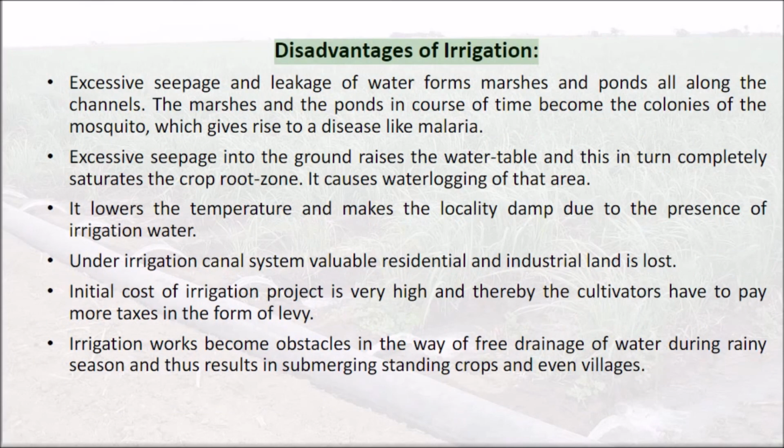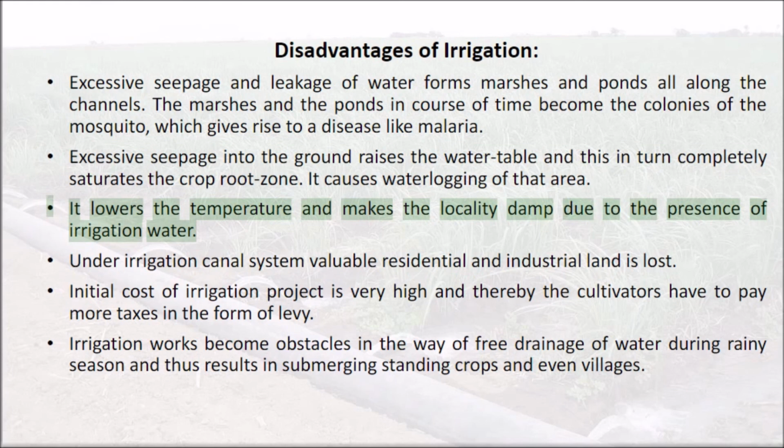Disadvantages of irrigation. Excessive seepage and leakage of water forms marshes and ponds all along the channels. The marshes and the ponds in course of time become the colonies of the mosquito, which gives rise to diseases like malaria. Excessive seepage into the ground raises the water table, and this in turn completely saturates the crop root zone. It causes waterlogging of that area.